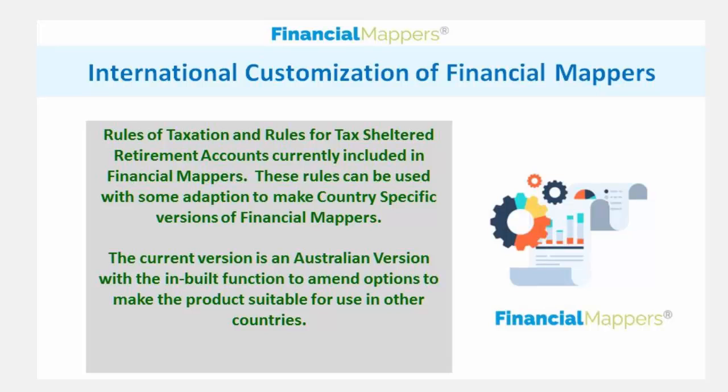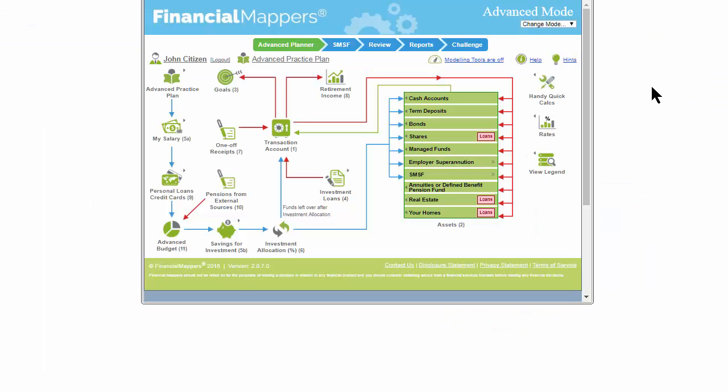Financial Mappers, in its current state, is designed as an Australian-specific model. However, the background rules for any country are included, and anybody purchasing the product at the moment can change the rules to suit that country. In due course, country-specific models will be made for other countries when people with sufficient expertise advise what these are.